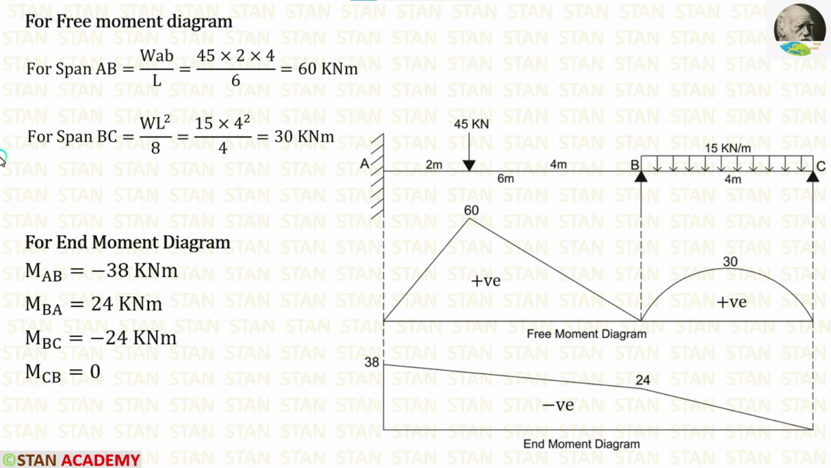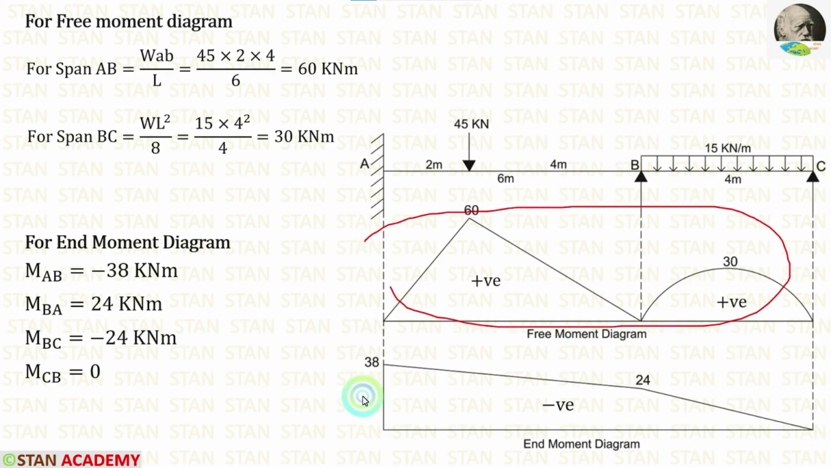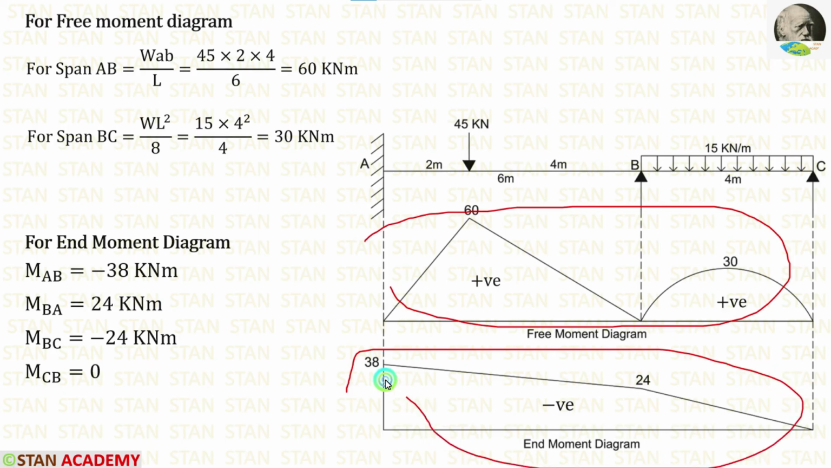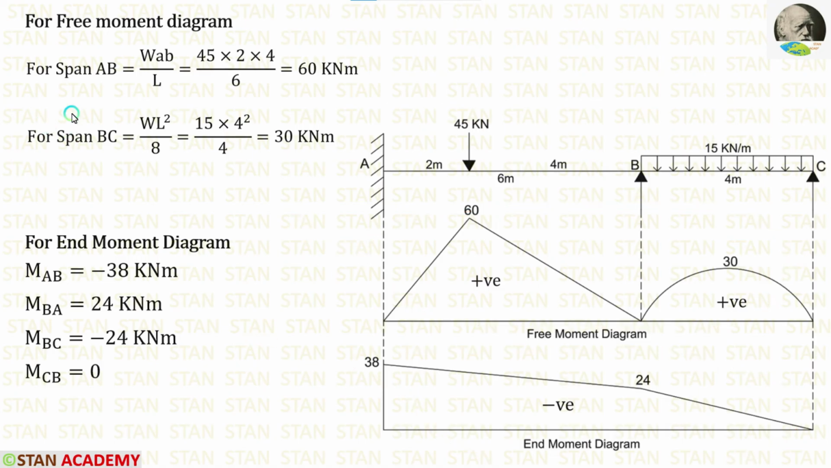Now we are going to draw the bending moment diagram. For drawing the bending moment diagram, first we have to make the free moment diagram, then end moment diagram, then we have to combine both of them to make bending moment diagram. For making the free moment diagram, we have to consider every span as a separate simply supported beam. In the simply supported beam, if the point load is not acting on the center, we have to split the beam into two parts, A and B.